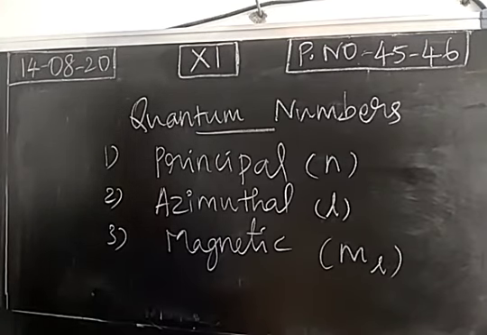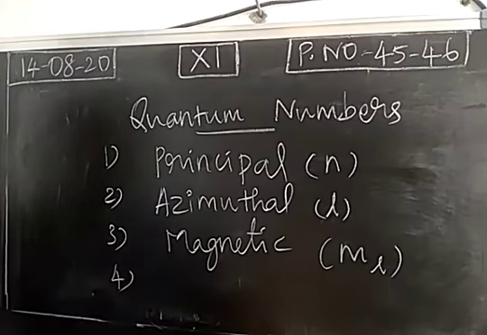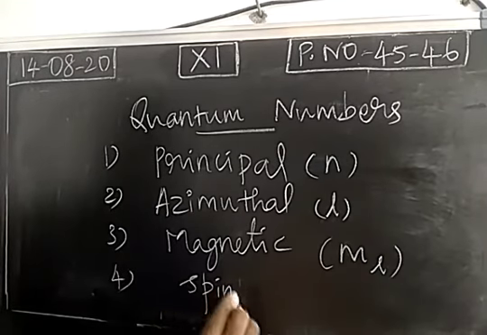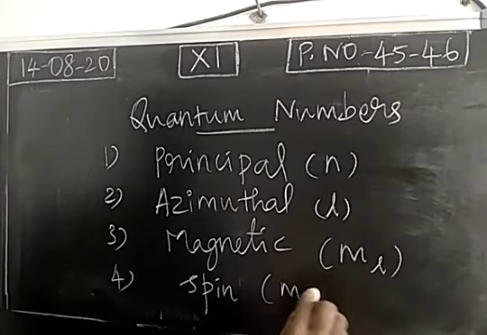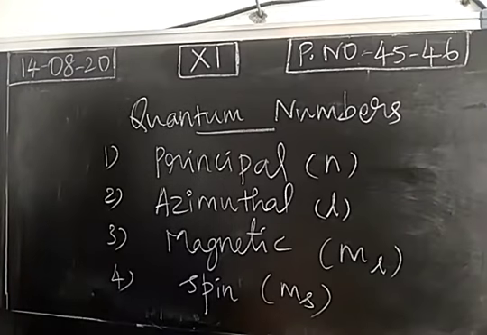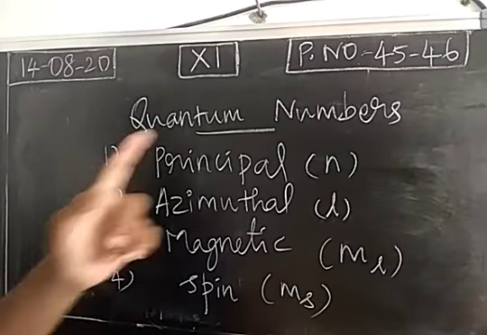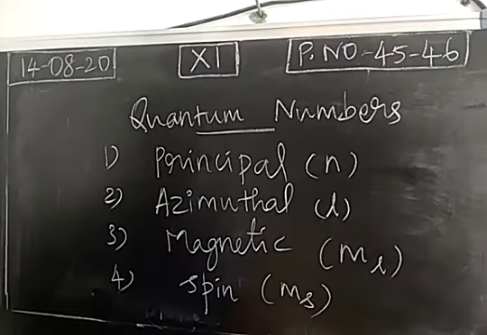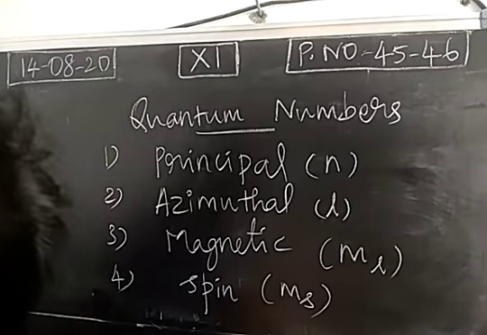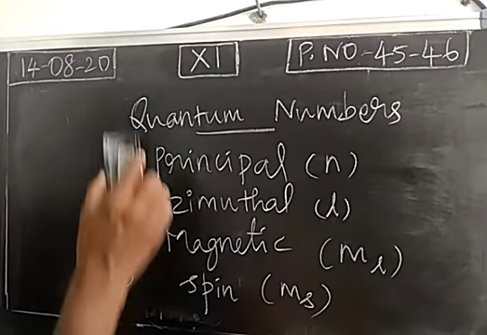Fourth one is the spin quantum number. So totally we have four quantum numbers. Spin quantum number is denoted by the symbol ms. Using these four quantum numbers, we can describe an electron in an atom. The electron is present in which orbit, particularly in which orbital. What is the orientation of the electron? All this information can be obtained from these numbers. So these are called quantum numbers. So one by one we will discuss.